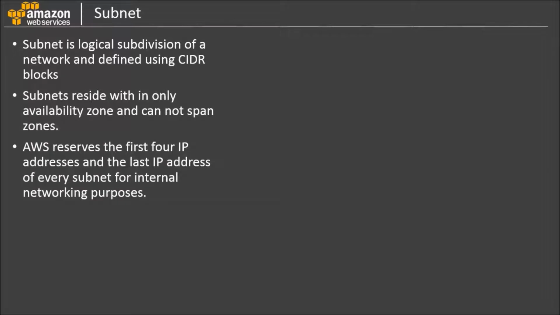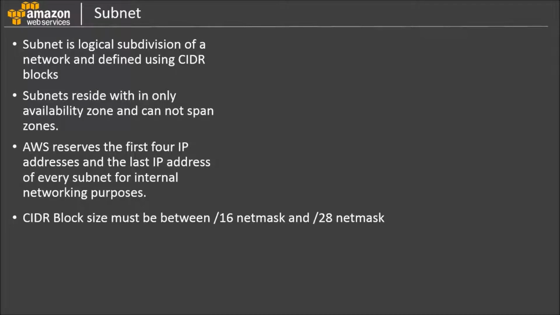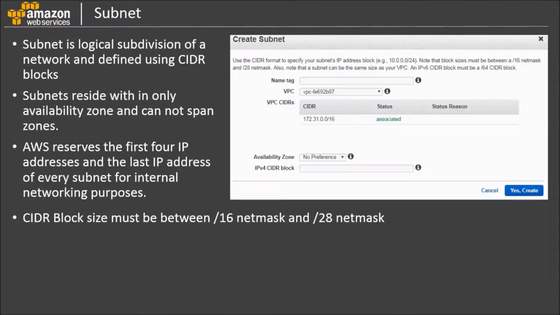AWS reserves first 4 IP addresses and the last IP address of every subnet for internal networking purposes. CIDR block size must be between /16 netmask and /28 netmask. This is same as VPC CIDR block size. For example, if you have a subnet with /24 netmask, then you can have total 256 possible IP addresses. Now AWS reserves 5 IP addresses, so you can use the remaining 251 IP addresses.